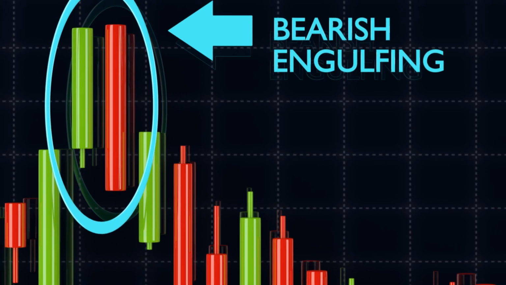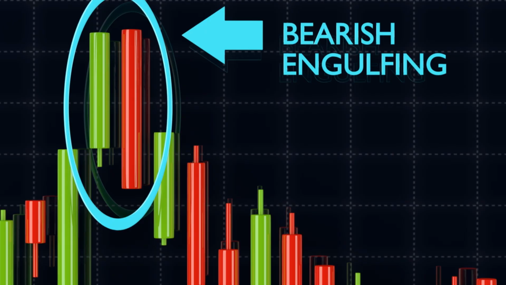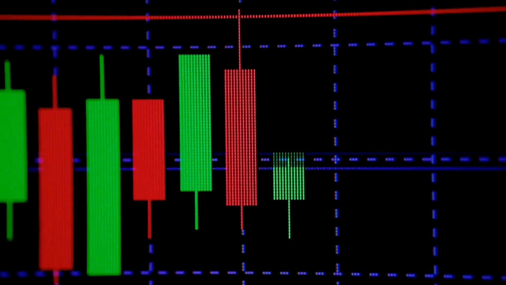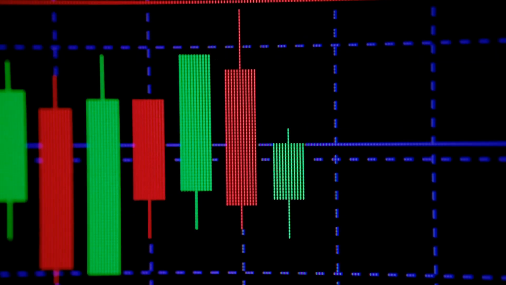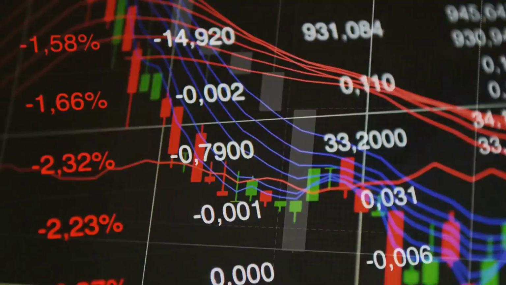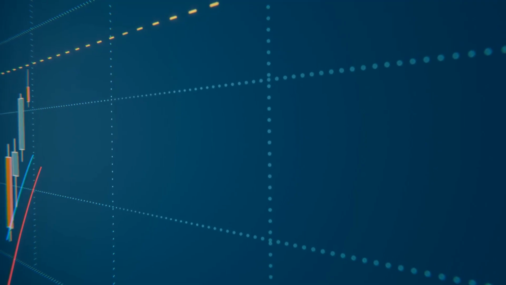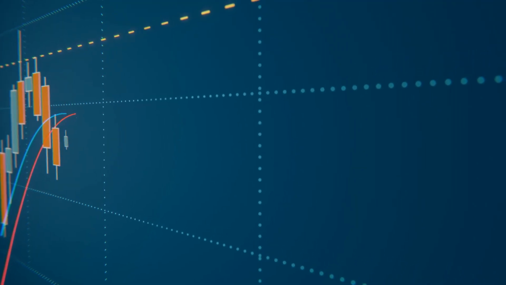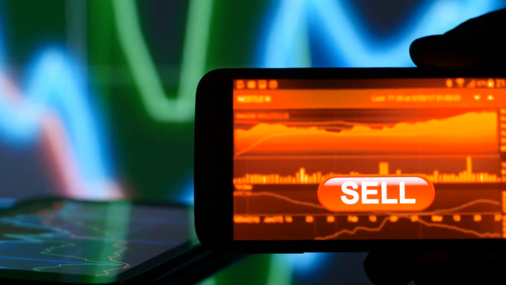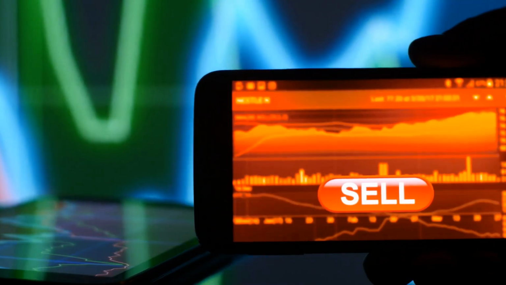Engulfing patterns are decisive, not indecisive like dojis. The second candle's body fully covers the first, showing a clear shift in momentum. Bullish engulfing sentiment flips from bearish to bullish, bearish engulfing bullish to bearish. When these patterns form, especially on high volume, they're strong signals a new trend is starting. Watch for them at the end of trends for powerful entry or exit points.